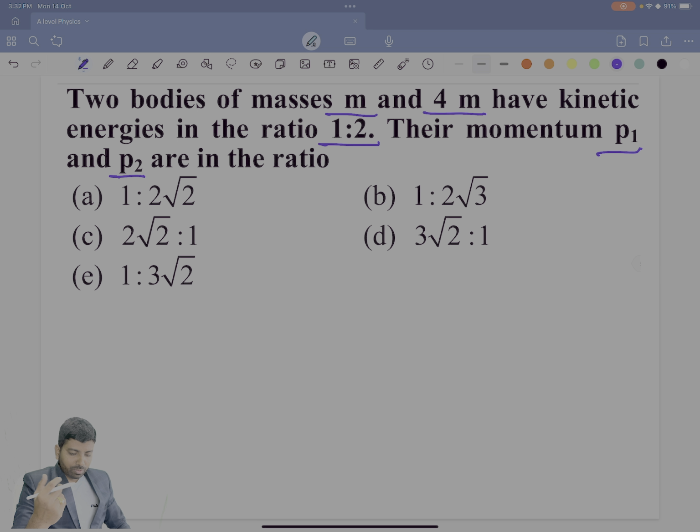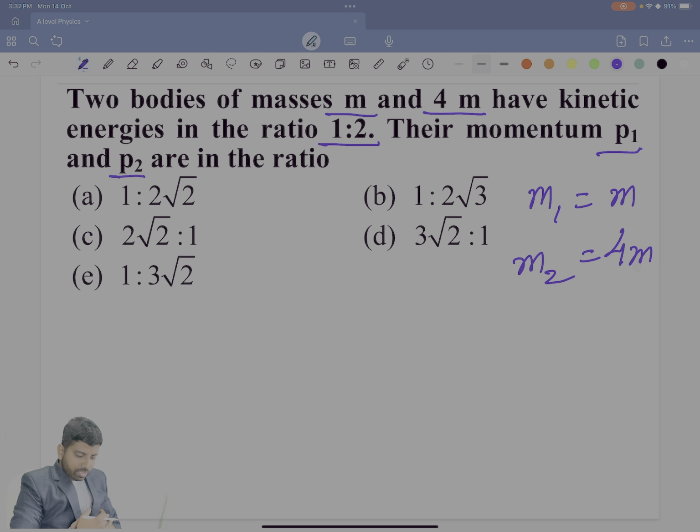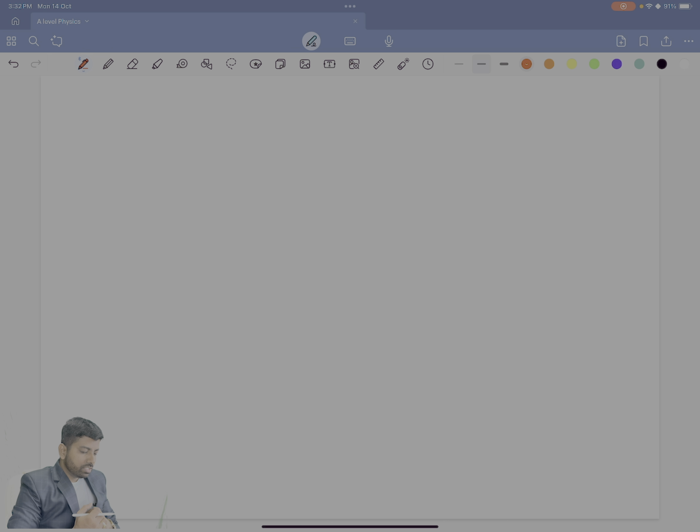So let us find out what data is given here. We are given mass 1 is m and mass 2 is 4m. These are the two data given here, and what we are asked is to find out the ratio of their momentum. If I want to tell you the relationship between kinetic energy and momentum, we know that kinetic energy is equal to p square upon 2m, answer is yes.